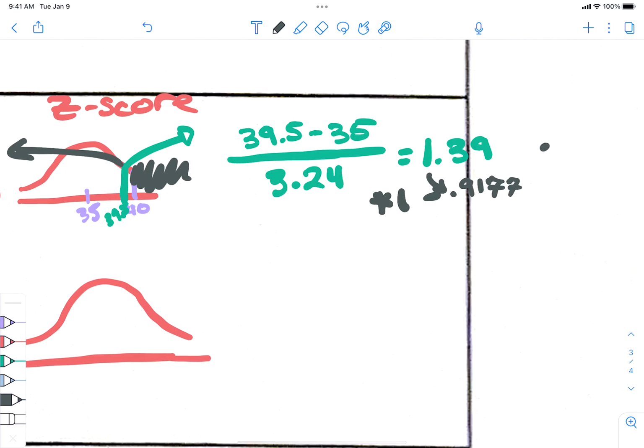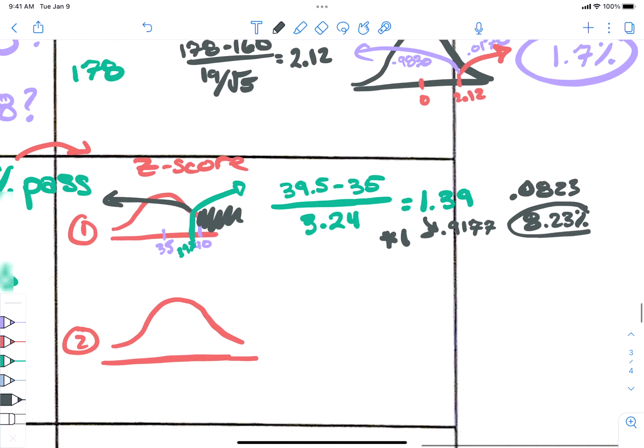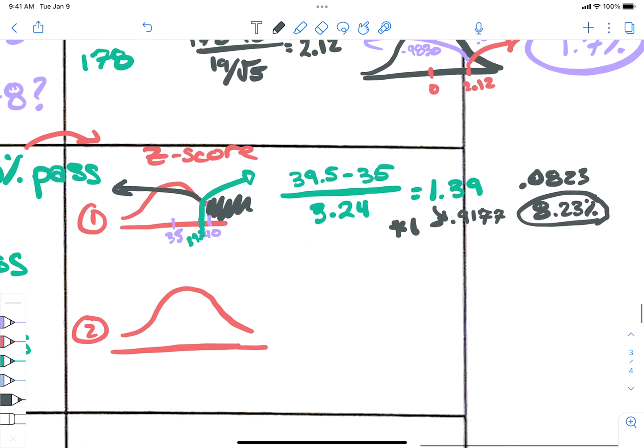Which is going to give me 0.0823, so 8.23%. What does that mean? We have an 8.23% chance that 40 or more students pass out of 50. That's not real good odds, but only 70% are passing in the first place. So that's why that number is so low.